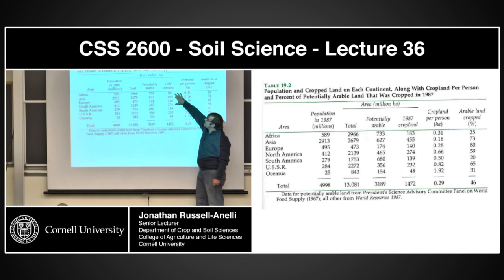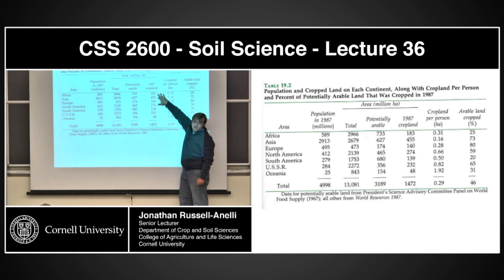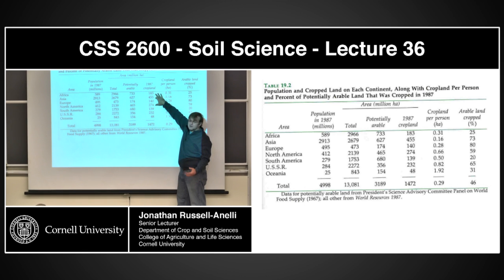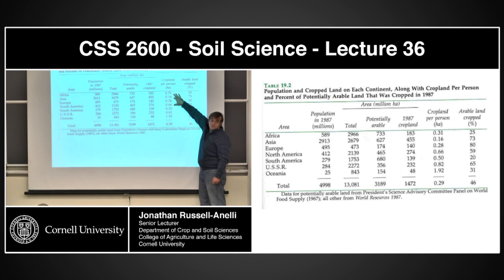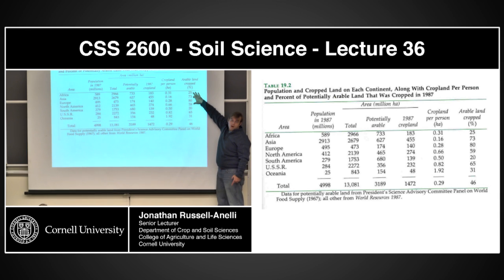Of that, cropland, 183 million hectares in Africa are cropland. While in North America, Mexico, Canada, and the United States, 274 million hectares. Huge increase in North America. If you look at cropland per person, 0.31 hectares per person in Africa. 0.66, a little bit more than twice, in North America. Of the percentage of arable cropland, though, look at this number. 25% in Africa. 59% of the arable land in North America is being used. What does that tell you about food production?